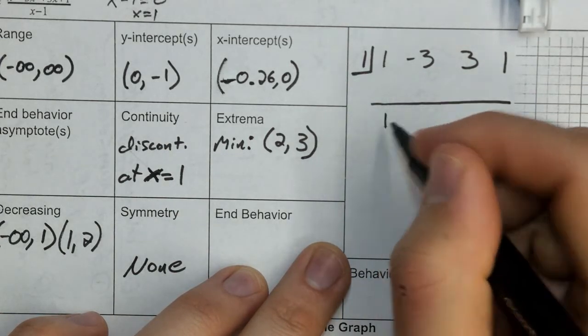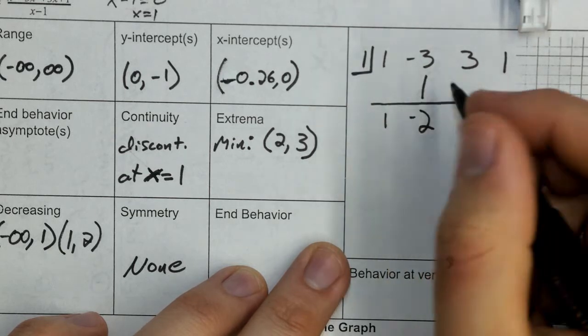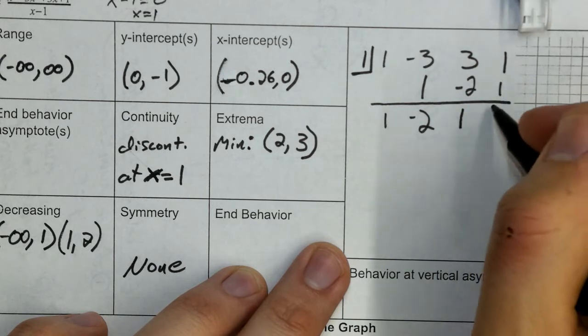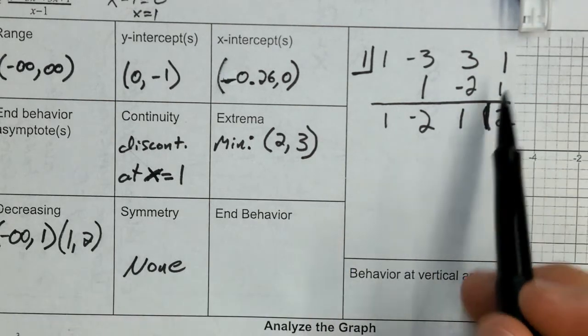So I'll bring down the 1. 1 times 1 is 1. Add them up, I get negative 2. 1 times negative 2 is negative 2. Add them up, I get 1. 1 times 1 is 1. Add them up, I get 2. Now, the remainder doesn't matter.